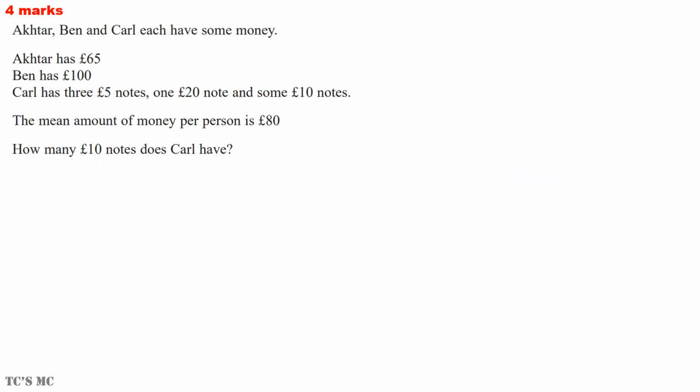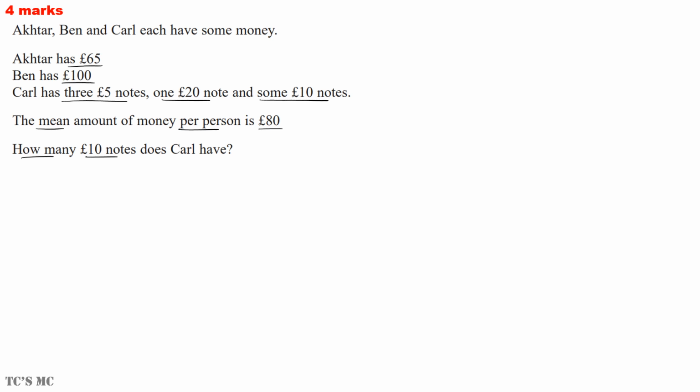Akhtar, Ben and Carl each have some money. Akhtar has £65. Ben has £100. Carl has 3 £5 notes, 1 £20 note, and some £10 notes. The mean amount of money per person is £80. How many £10 notes does Carl have?